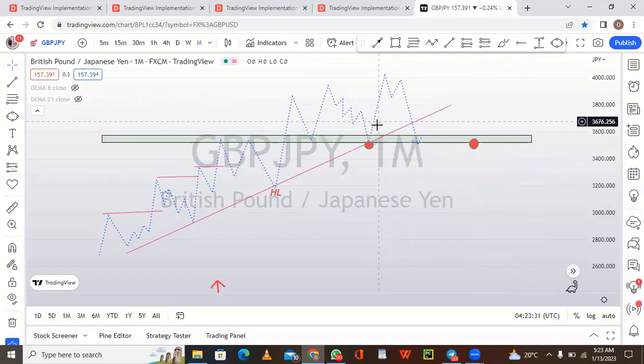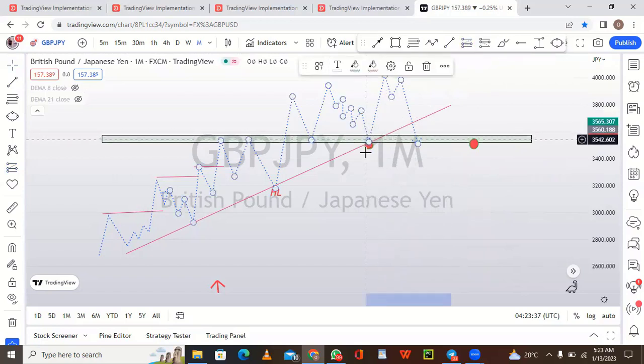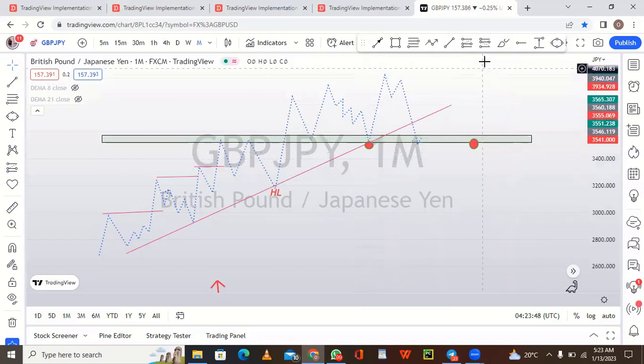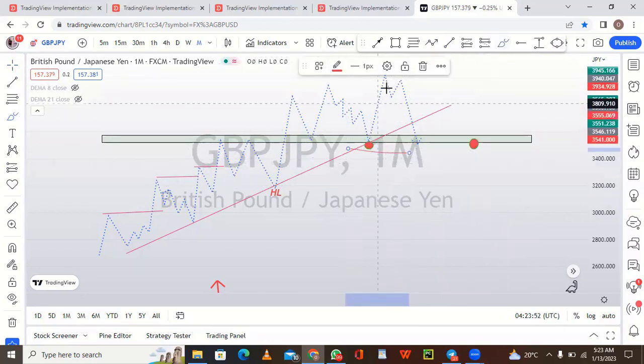If I am to make an entry from here, I'm going to have a long position here, put my stop loss somewhere around this region, and then take the market all the way up.